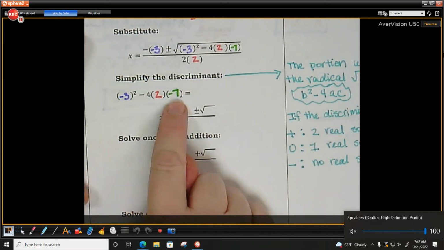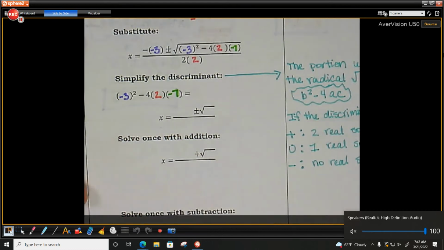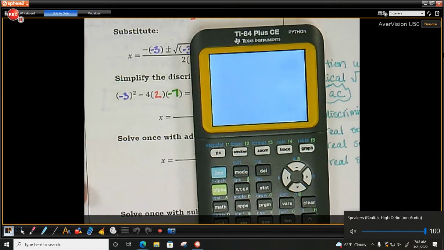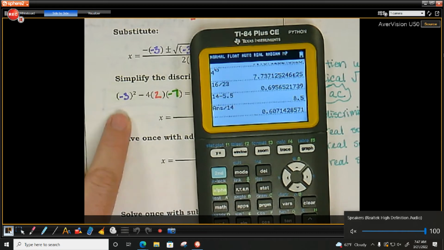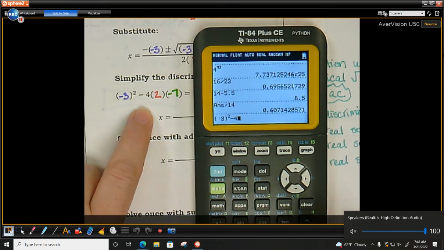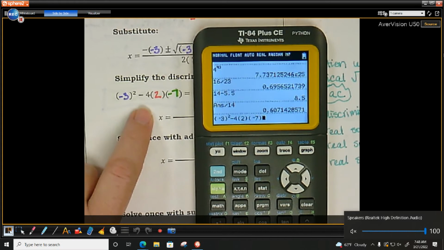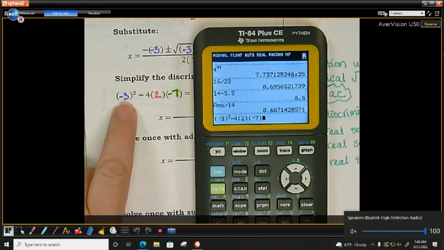You can type this now in the calculator exactly as you see it. So let's go to our calculator. Parentheses, make sure you include the parentheses. If you don't, you're going to get the wrong answer half of the time. Anytime b is negative, you will get the wrong answer if you don't use the parentheses. So negative 3 squared minus 4 times 2 times negative 7. Did you type that in the calculator, Leo?